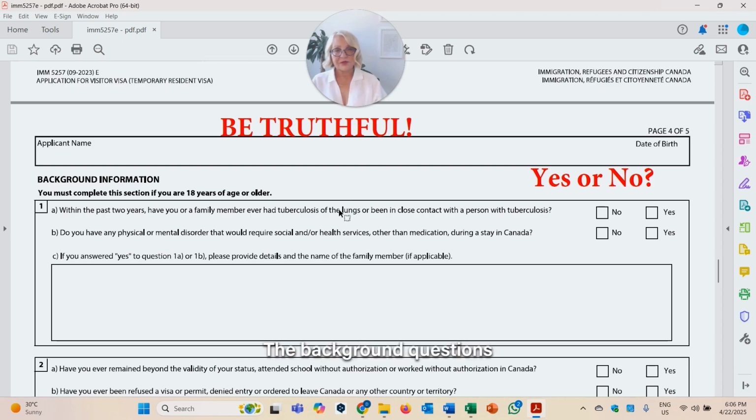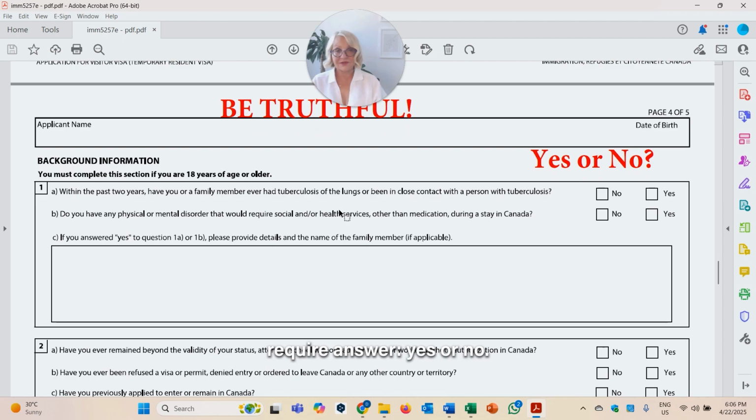The background questions require a yes or no answer. This is that simple. The only issue is that applicants sometimes rush to read the questions and misinterpret them. So let's read the questions together.